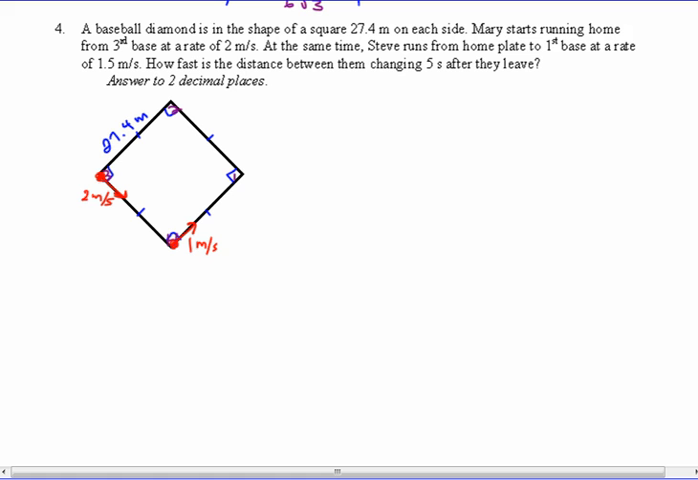Now we have to choose our variables. I use M and S. Anyways, how fast is the distance between them changing 5 seconds after they leave? How fast?